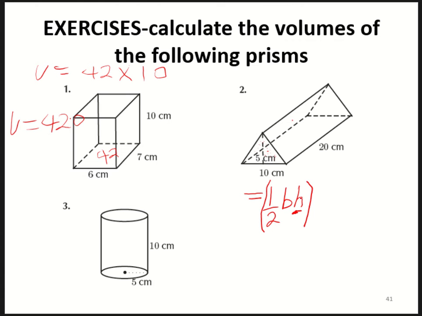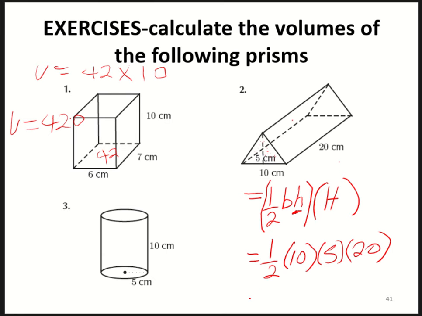And what is the height of the triangle in this case? It is 5. What is the height of the whole prism? It is 20. Guys, this is the formula that you can use to find the volume of a triangular prism. Now in this case, you will simply have half base. What is the base of the triangle? It's 10. You're going to multiply it by how much? My 5. And then what is the height of the prism? It is 20. How much do we get? Correct, it's 500.